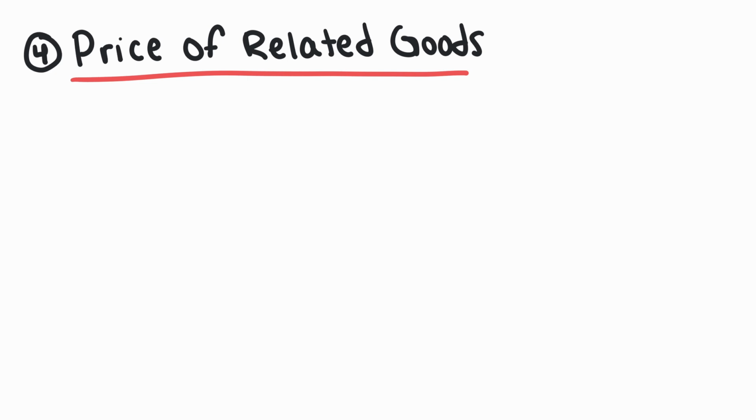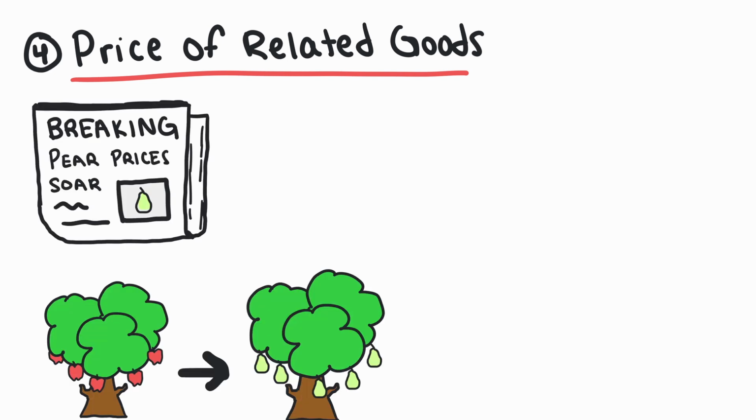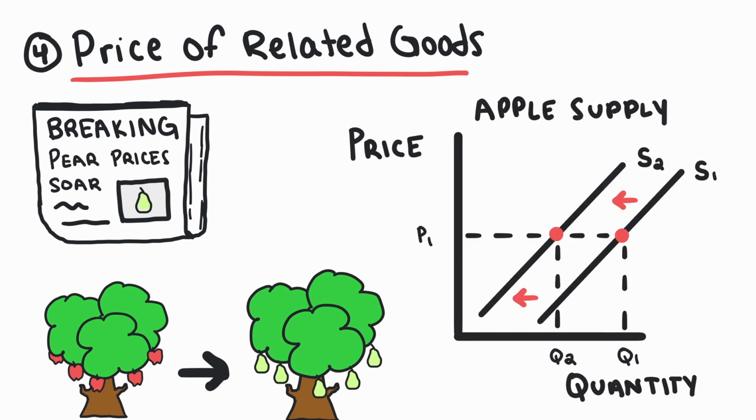Our fourth shifter is the price of related goods. Oftentimes, producers can use their resources to make a range of goods, not just one thing. If our apple producers see that the price of pears is soaring, they might decide to plant more pear trees and fewer apple trees. The change in the price of pears causes a leftward shift in the supply of apples.